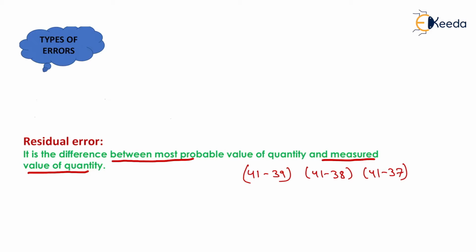Now how can we calculate the most probable value? It will be calculated by taking the average of all the measured values.